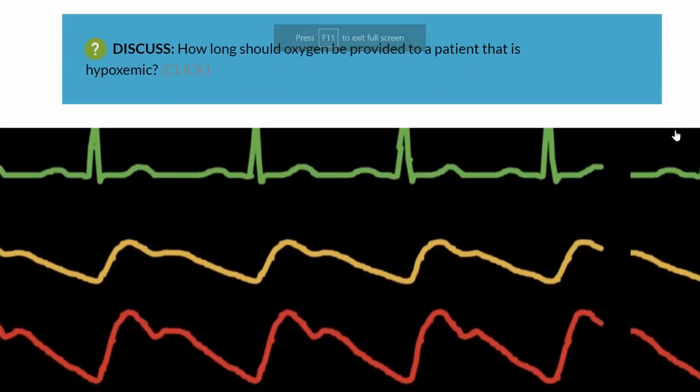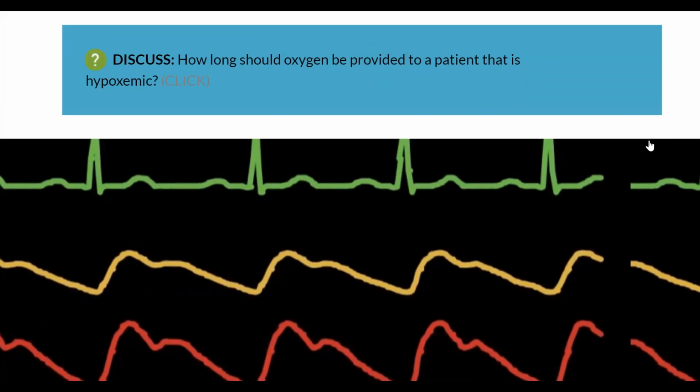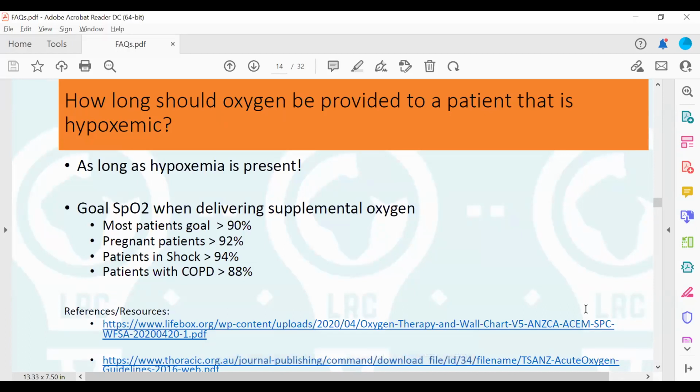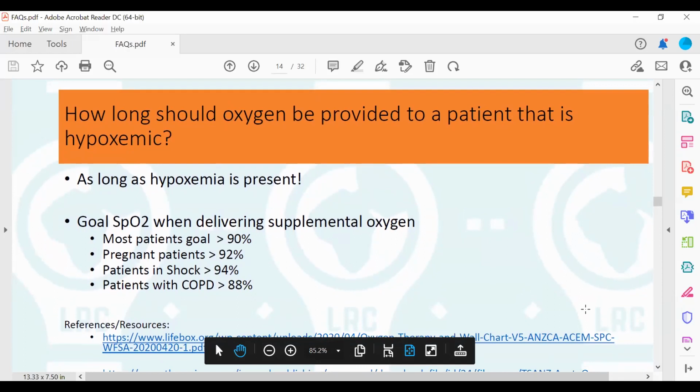The other question is a simple question. How long should you provide oxygen therapy in a hypoxemic patient? And really, I think this is a straightforward question. As long as you have to achieve your goal. So you need to set your goal and keep monitoring the patient. But the most common goal is SpO2 above 90, as you can see there. And for pregnant and shock patients, you can have higher goals. And as we discussed, COPD people have chronic hypoxia, so they are tolerant to hypoxia, and you can have a lower goal of 88%.